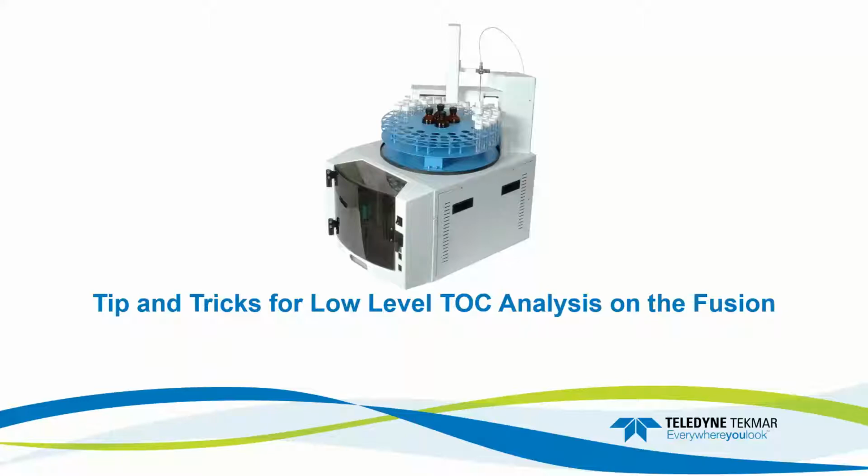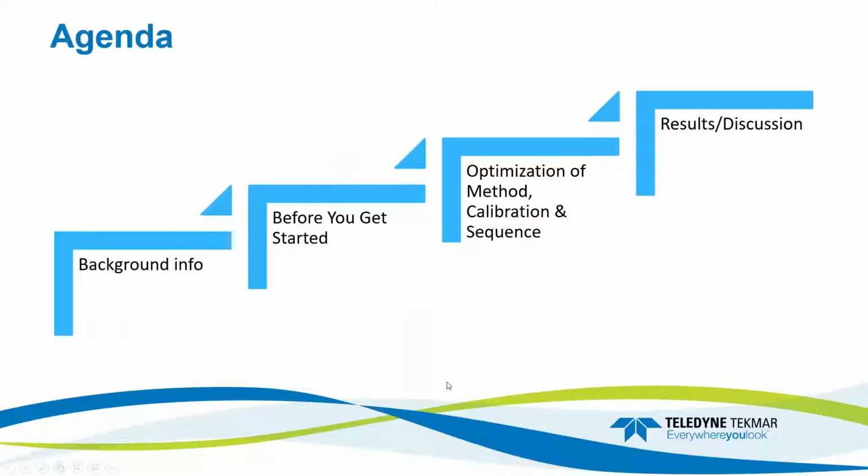Thanks, Shelley, for the introduction. Here today, we're going to be talking about some tips and tricks for low-level analysis on the Fusion TOC system that we have here at Teledyne Tekmar. We're going to go over some background information, what you should know before you start, how to optimize methods, calibration, sequences, and other parameters within the system. Then we'll go over some real-world results and have some discussion about that.